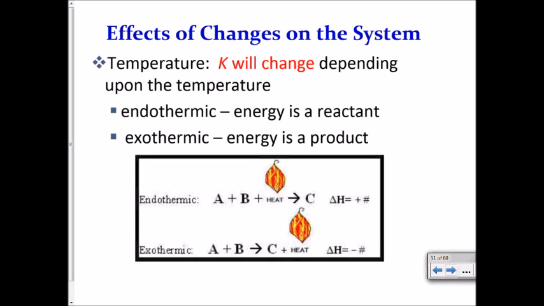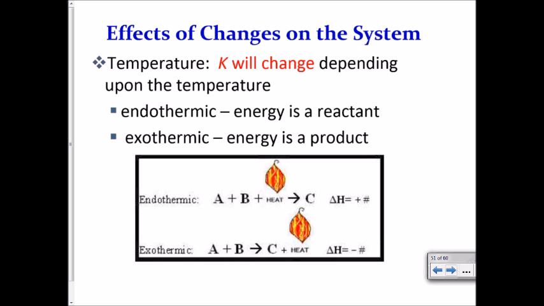Effects of changes on the system. For temperature. Now looking at temperature. Temperature is a little bit of a snag because temperature does affect K. So temperature will change your K value, but it also will make you proceed in a certain direction. Adding in heat, because heat really is acting as its own reactant or product in an endo or exothermic reaction.